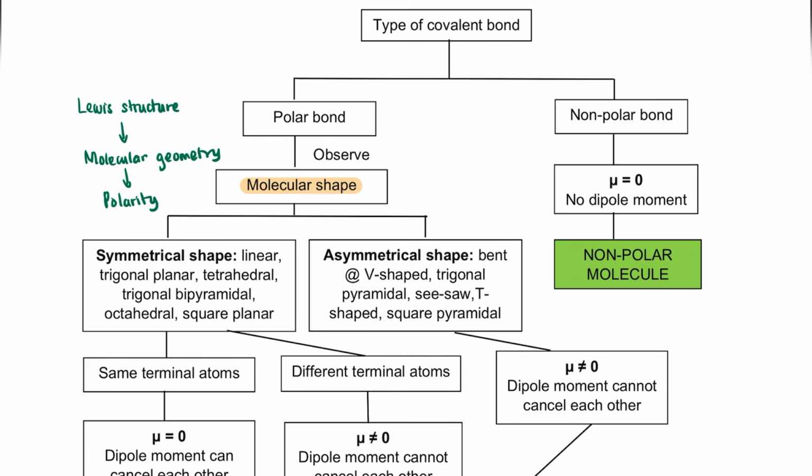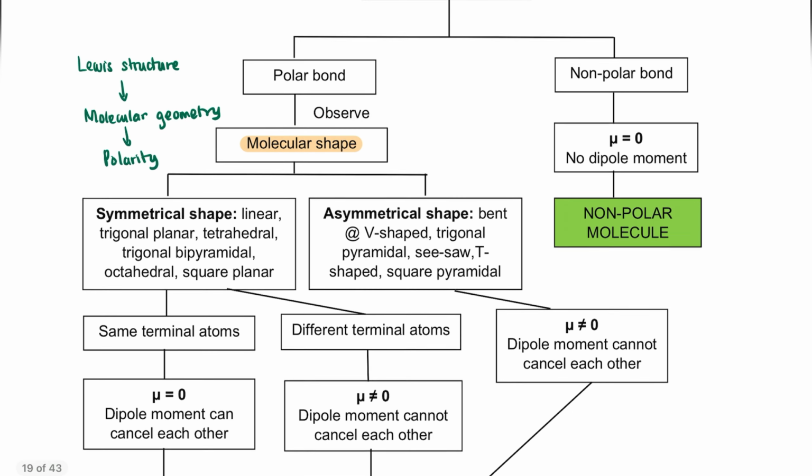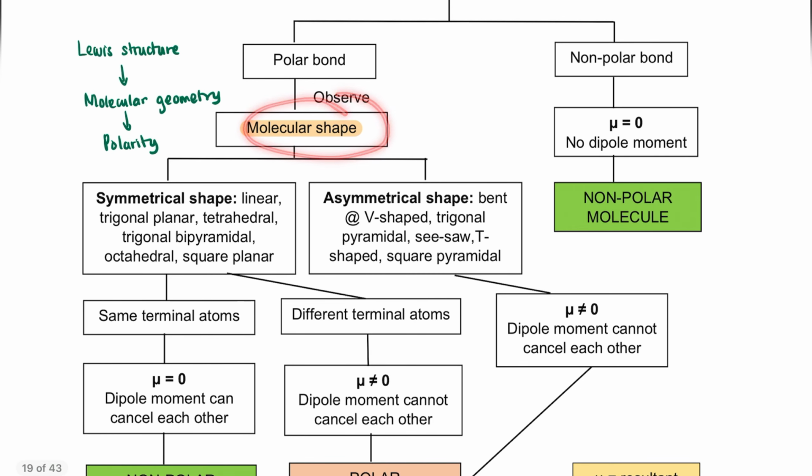Okay, so let us look at this flow chart. Molecular shape, look at the molecular shape first, observe. Then for your information, the molecular geometry can actually be divided into two, which are symmetrical shape or asymmetrical shape. Symmetrical shape means a shape that is symmetrical. Asymmetrical shape is a shape that is not symmetrical.